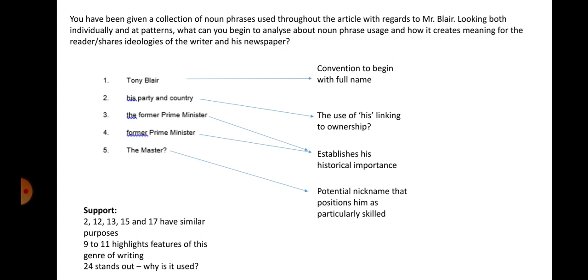That's all you're really looking to do, is you're looking to see where there are, either individually or in multiple ones or with patterns, anything that we can learn about the way they are presenting Tony Blair, the way they are presenting their own ideas about Tony Blair, and anything like that.